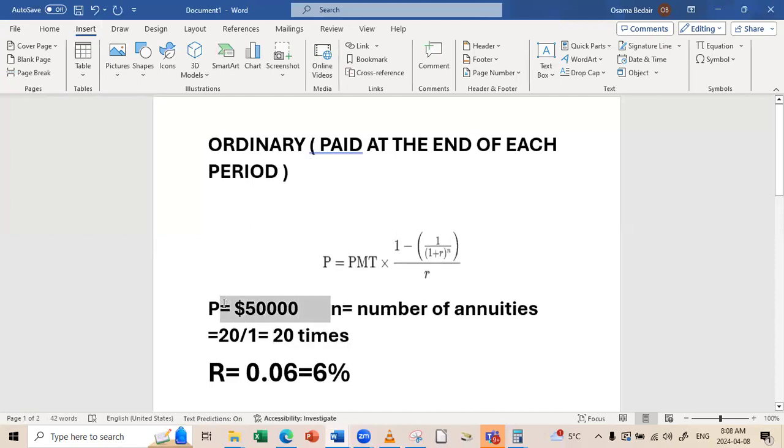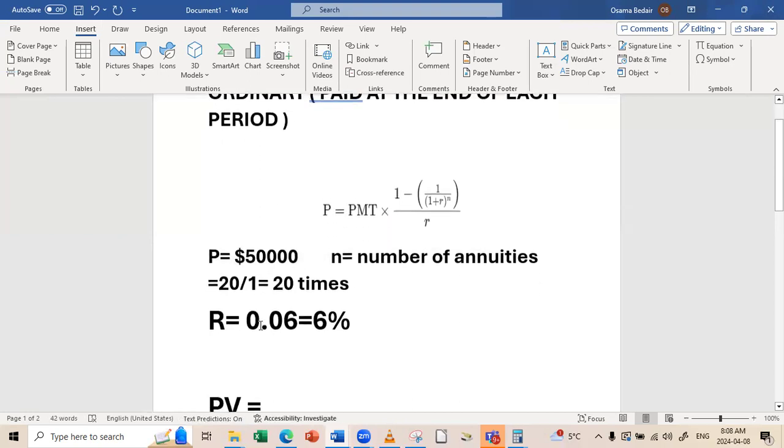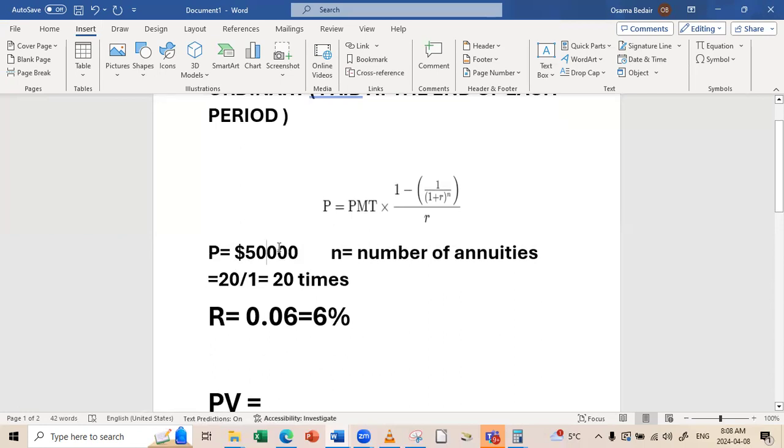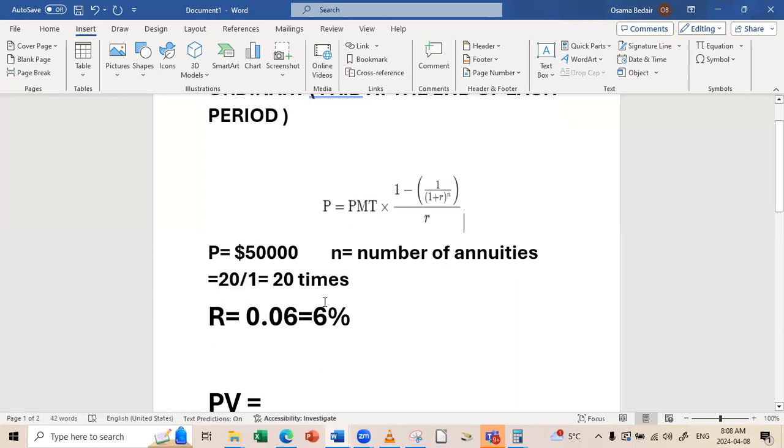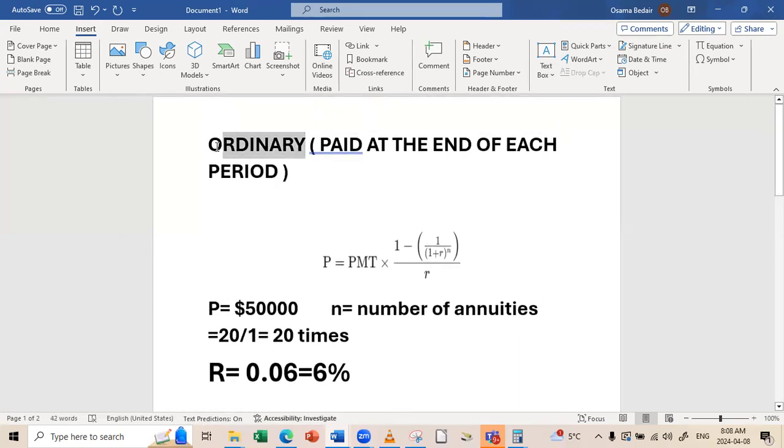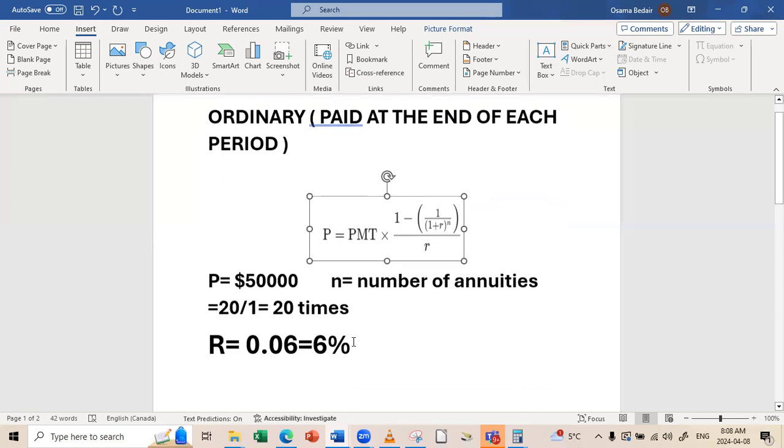And I have also the principal, or each time I go to the bank, I pay $50,000. So here, 50,000 is the P, and 20 divided by 1, which is 20 times, is the N. And the ordinary means paid at the end of each period. This is the abstract. It will be 50,000 multiplied by 1 minus 1 divided by 1 plus R to the power N, divided by R, whereas R is the rate of interest and N is the number of deposits, or the number of annuities which I put in the bank.